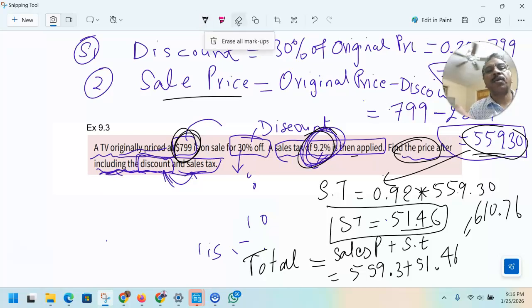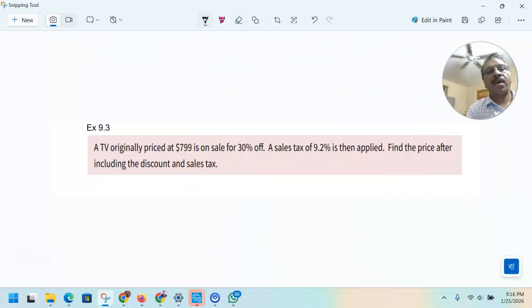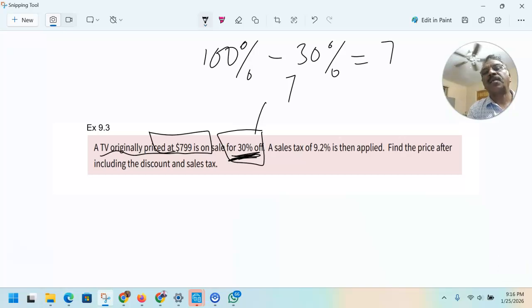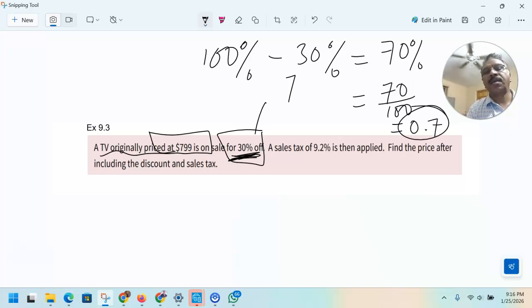Now I'm also going to show you the shortcut. So this is one way, showing all the steps. What's going on here is, this was the original price, right? When you talk about 30% off, what is the meaning of 30% off? That means from 100% you take away 30%. That means you are going to pay only 70%. And what does 70% mean? 70 divided by 100, you get 0.7. So this is the main number you could directly use.